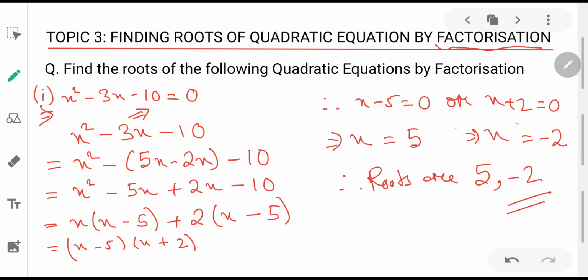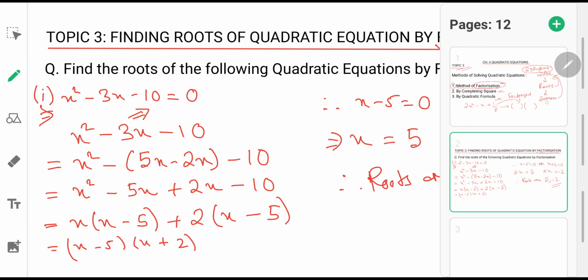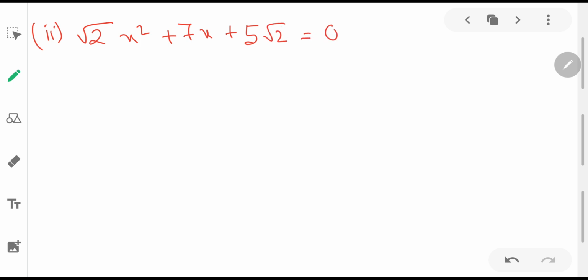Now, let us move on to the next problem. So let us go to question number 2, which is root 2x square plus 7x plus 5 root 2 equals to 0. Let us do it by the method of splitting the middle terms. So, at first we will write the question: root 2x square plus 7x plus 5 root 2.